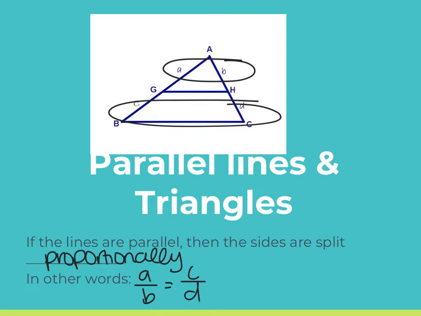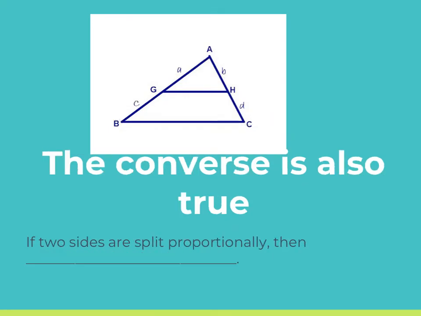I don't want to say A over B equals D over C. I could say A over C equals B over D. All right, the opposite also works. So if two sides are split proportionally, so if A over B equals C over D, then the lines are parallel.